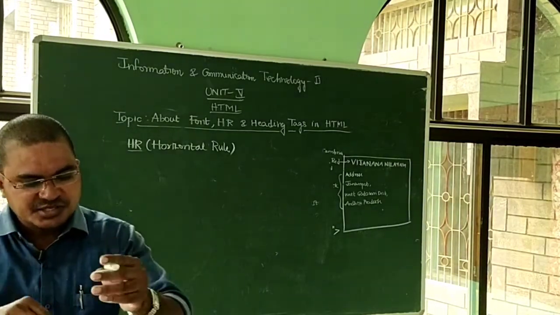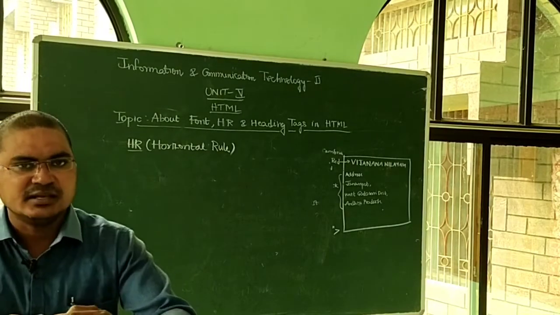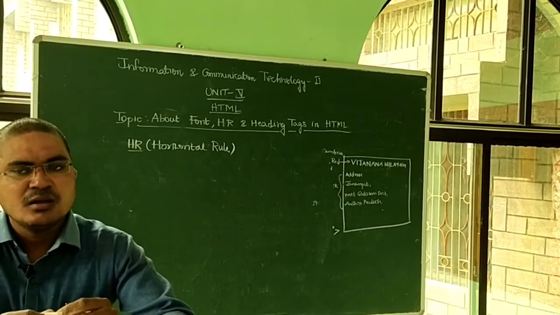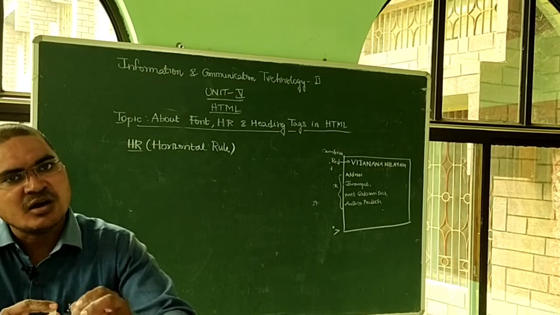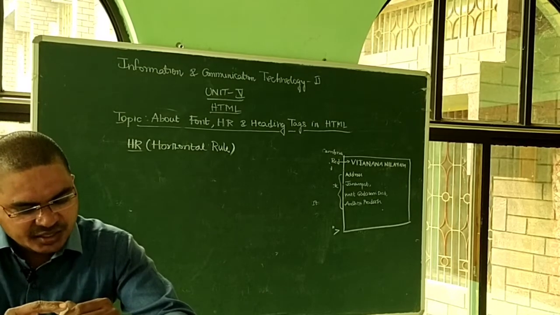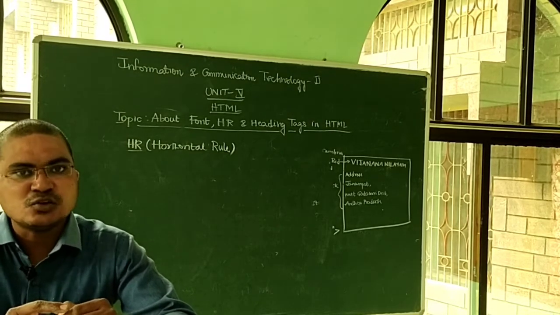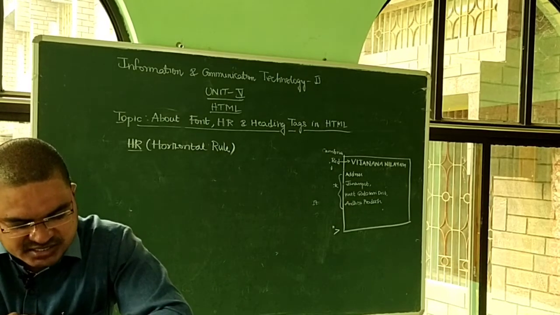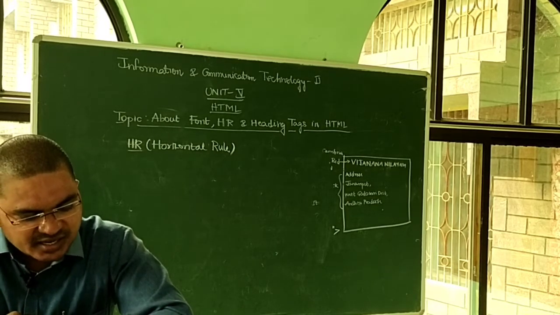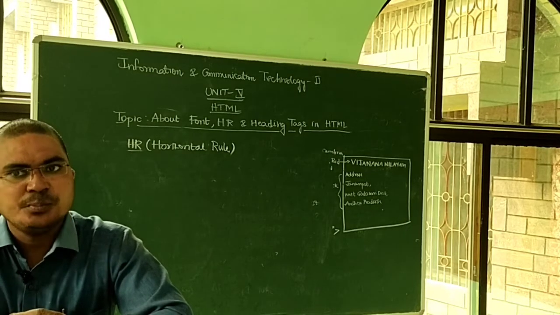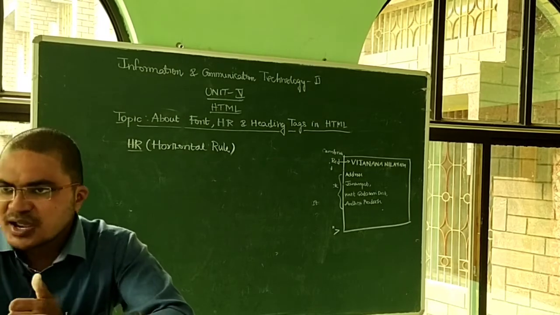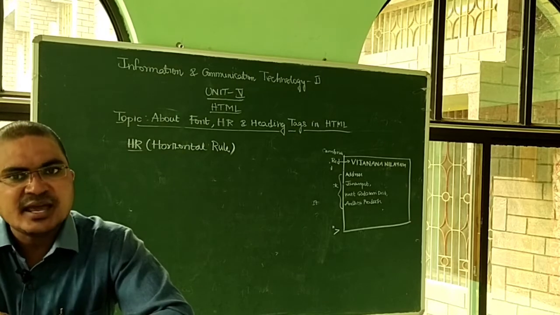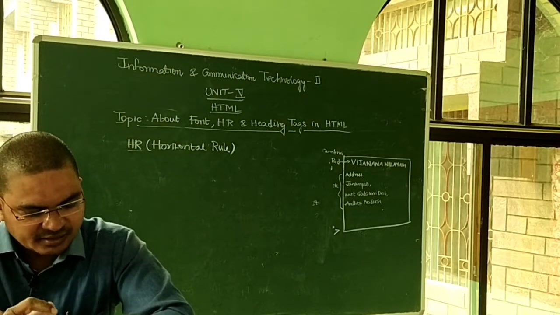The HR tag, the name of the tag is HR, but the full form of HR is horizontal rule. HR draws lines, horizontal rules only. We just print the line only horizontally. So this tag draws a horizontal line across the whole page. Whole page means from left-hand to right-hand, a line appears on the page.